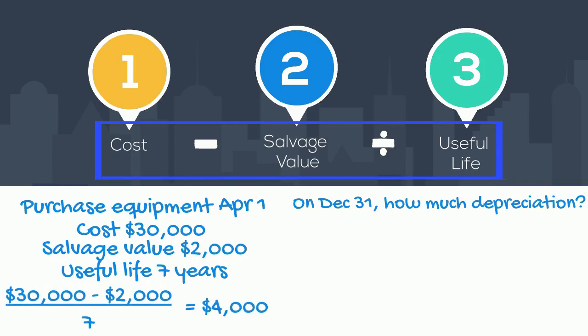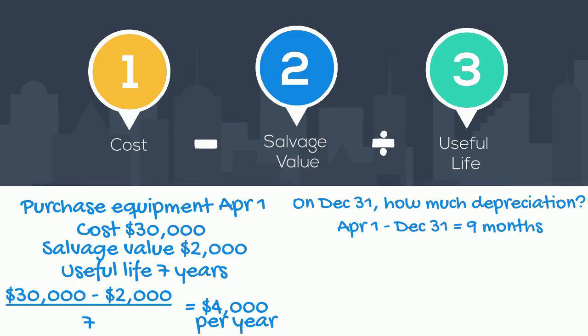But remember, what is the number the formula calculates for us? It is the annual depreciation amount. So, if we didn't have the equipment for 12 months, we would not record this amount. How long did we own this asset this year? April 1st through December the 31st is 9 months. We can only record 9 months of depreciation this year.